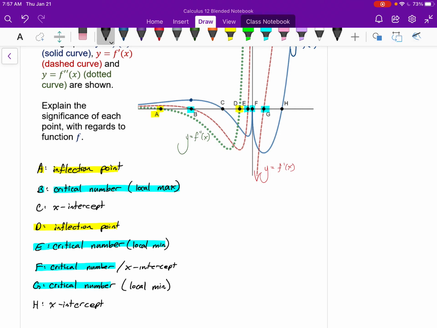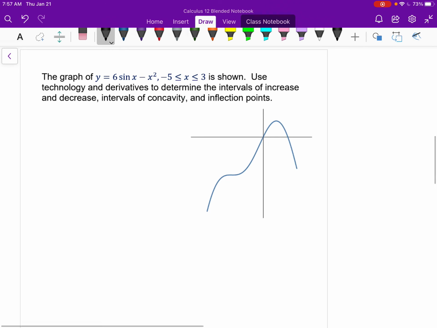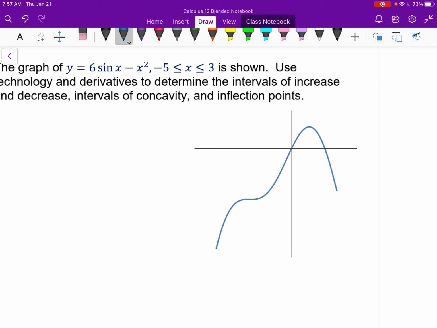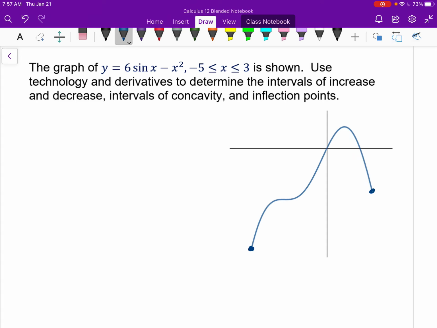And so let's look at this. What I have here is a graph of 6 sine x minus x squared restricted from -5 to 3. And if I look at my restriction, it includes -5 and 3. So I'm just going to make a nice clear endpoint here and here. Okay. So I want to use technology and derivatives to determine the various intervals of increase and decrease, concavity, and inflection points.